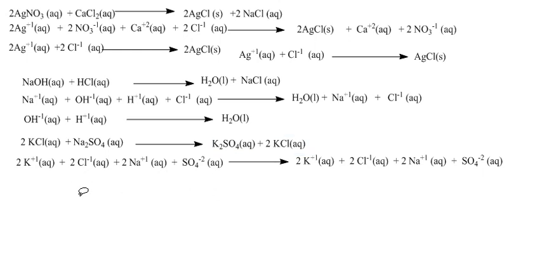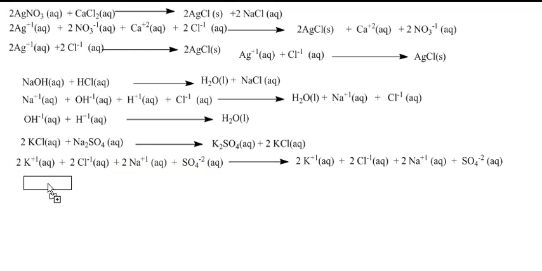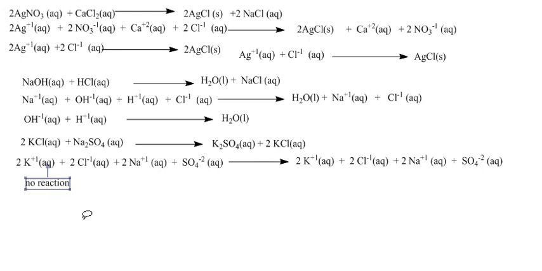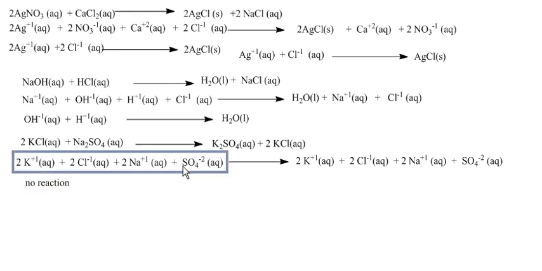Essentially everything is a spectator ion. There is no change that happens when we mix KCl and Na2SO4 together, so there would be no reaction in this case. All of our ions on this side would be crossed out with an equivalent ion on the other side.